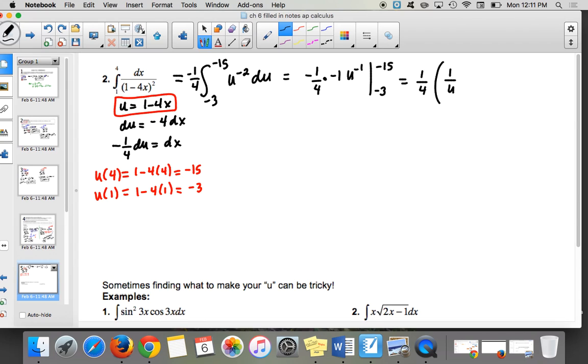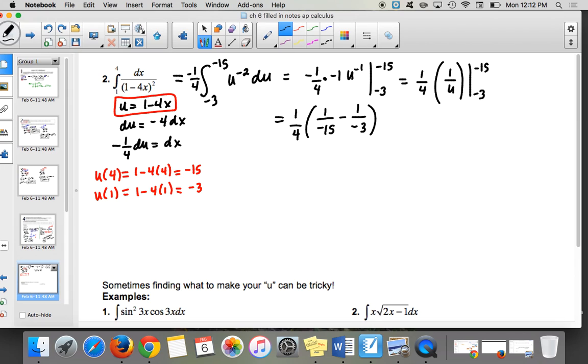So I have my 1 over u. That's what that is, right? And I'm plugging in negative 3 and negative 15. So I have my negative 1, or my positive 1/4. Lots of negatives in here. And then I have 1 over negative 15 minus 1 over negative 3.